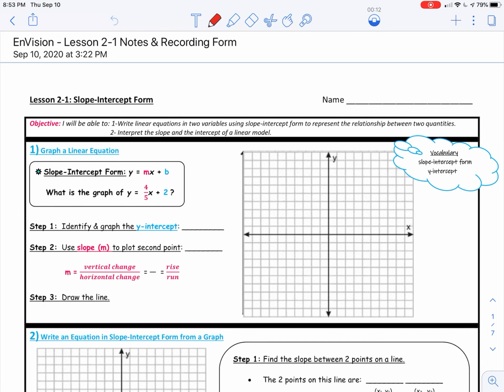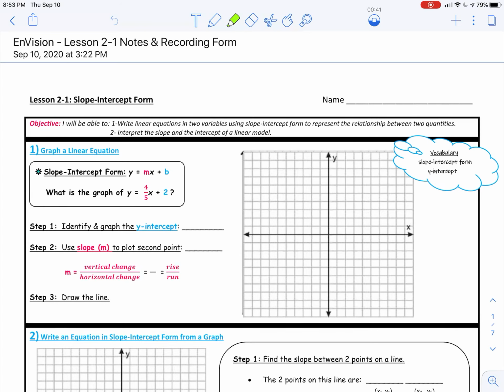In topic 2, I think we'll enjoy this one, maybe even a little bit better than we did topic 1. We're going to be talking about linear equations and how to graph them using different types of formats. And in the first lesson, 2-1, we're going to be talking about a very well-known and famous format known as the slope-intercept form. Before we get started, though, I want to go ahead and look at some of the vocabulary.